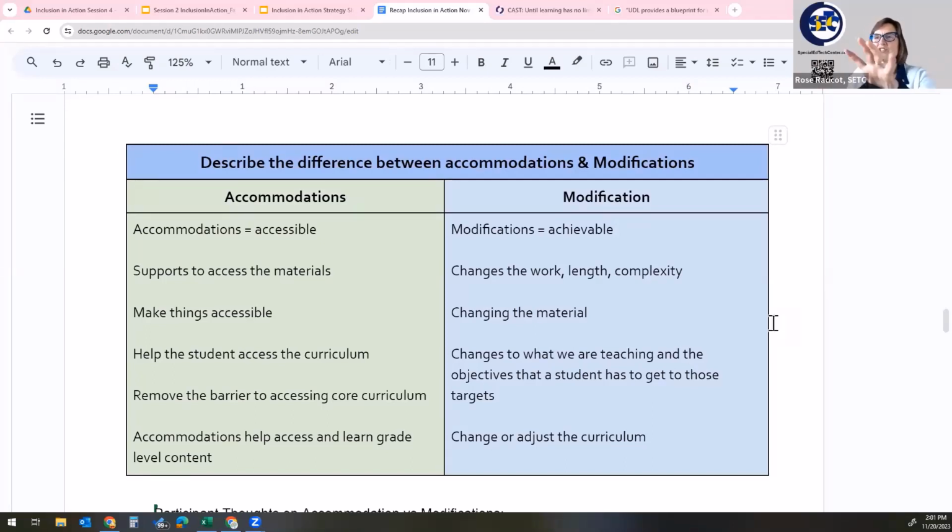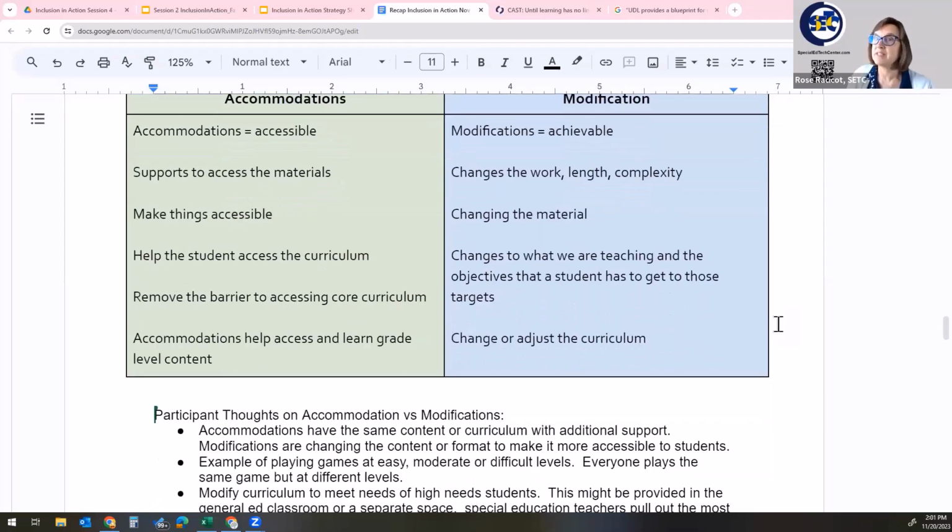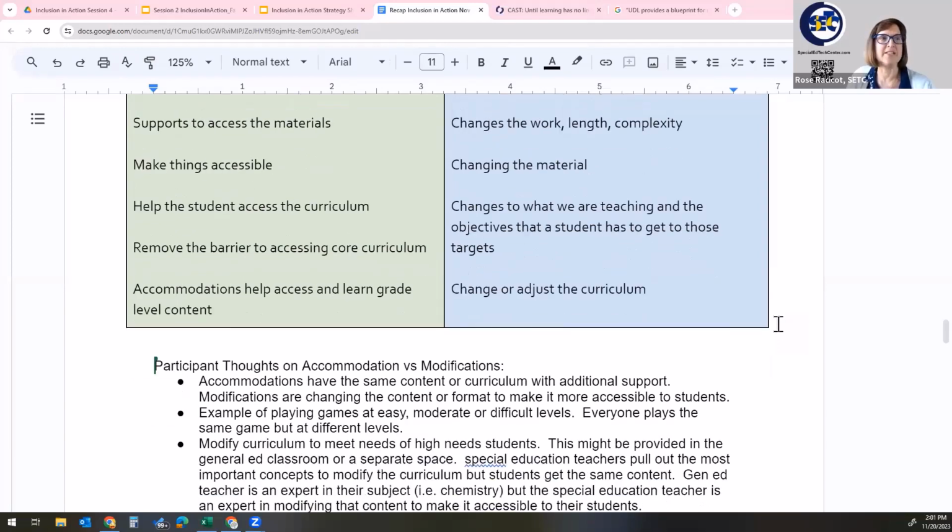All right. As you can see here, this top chart is a summary from the book talking about accommodations equaling accessible and modifications making things achievable. So we had a healthy discussion on this topic. Yes. And one of the things I thought was really good that you guys brought up was that accommodations have the same content or curriculum, but just additional supports to achieve that content. While modifications are changing the content or format to make it more accessible to students, especially students with different, variable needs.